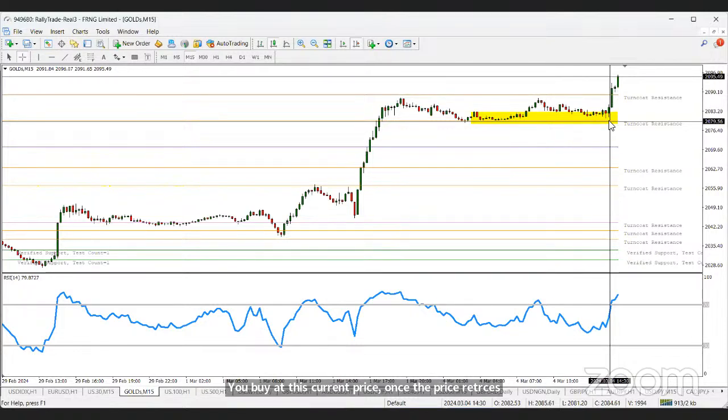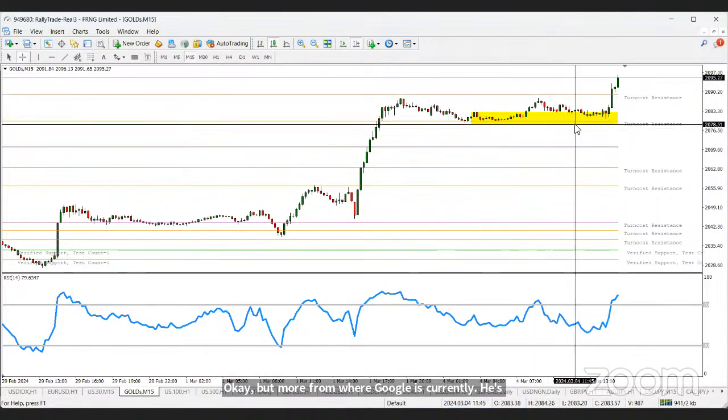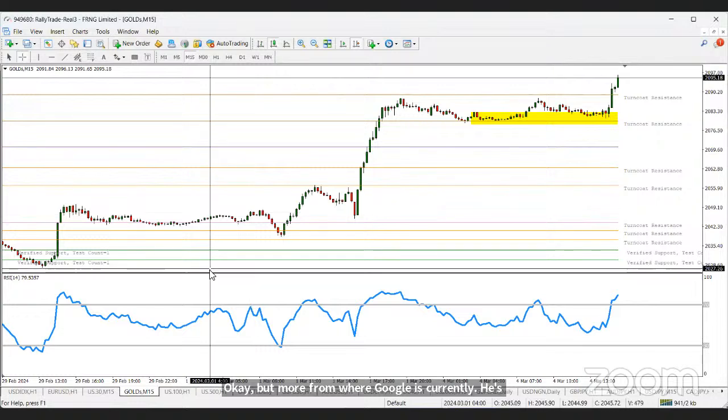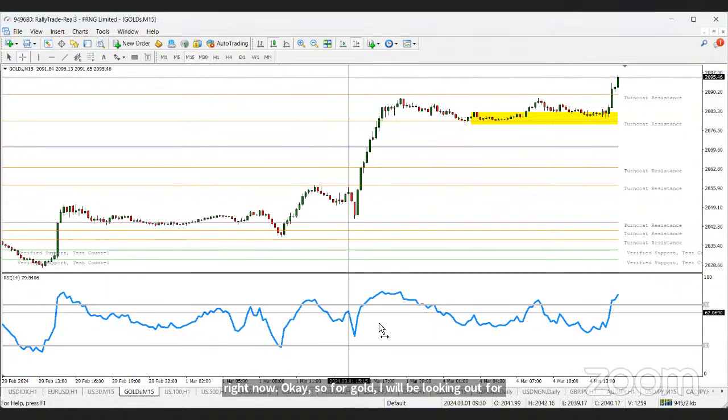From 2079 or 2080, we can look out for a buy back to the upside, at least to 2090. We can look out for a buy to that side, okay, but not from where gold currently is right now. So for gold, I will be looking out for a retracement for me to take advantage of a buy. Okay, look at US 100.